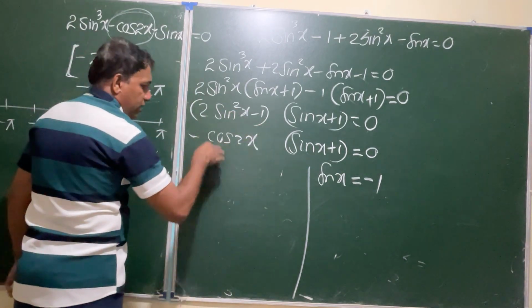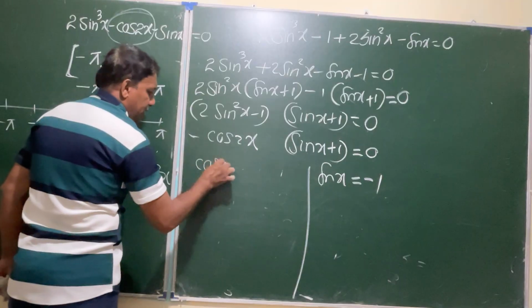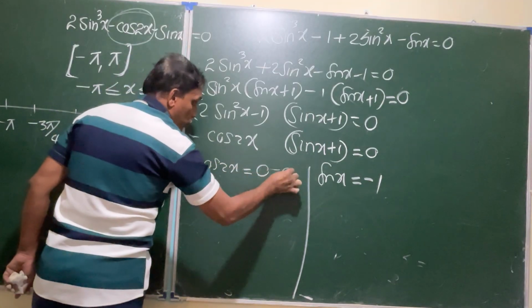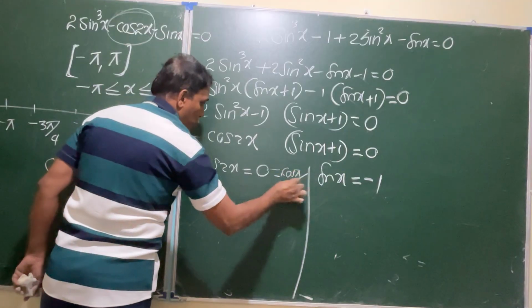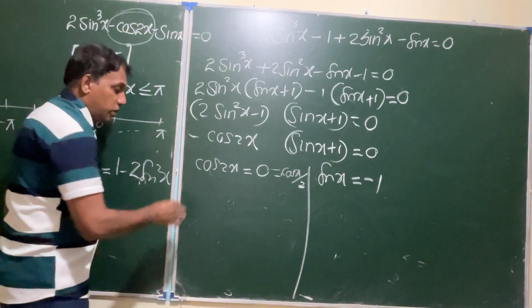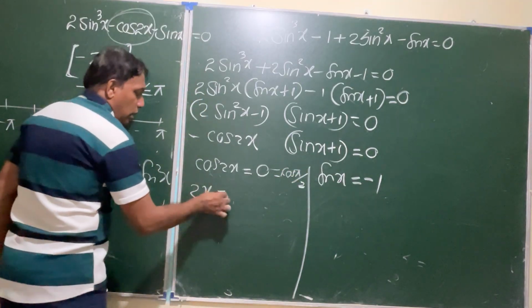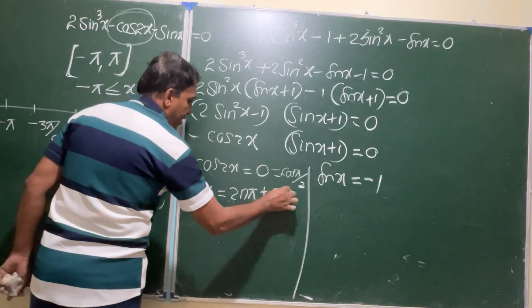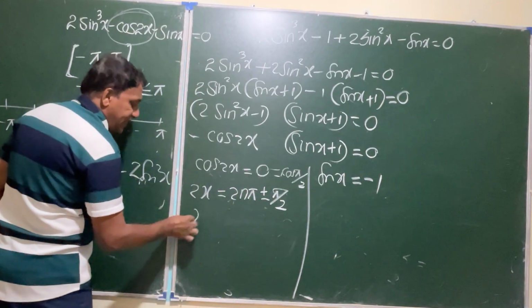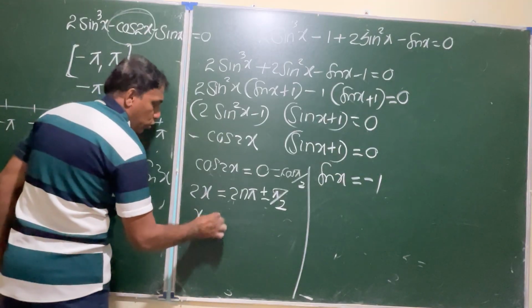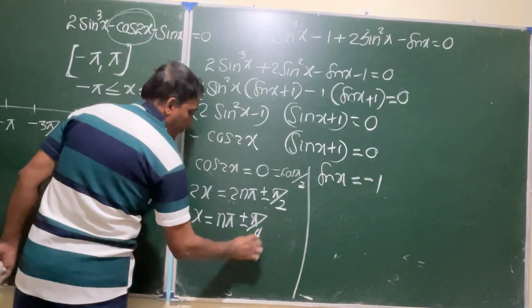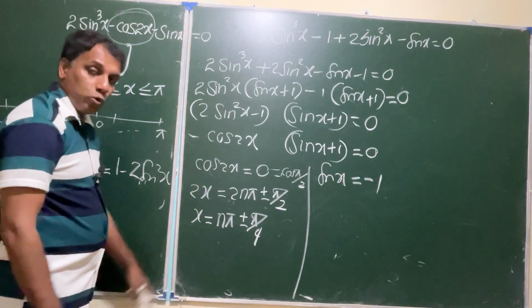So we come to this one, therefore cos 2x equal 0, that is cos pi by 2. What is the solution? 2x equal 2n pi plus or minus pi by 2. Therefore, x, dividing by 2, equals n pi plus or minus pi by 4. We come back to the solution.